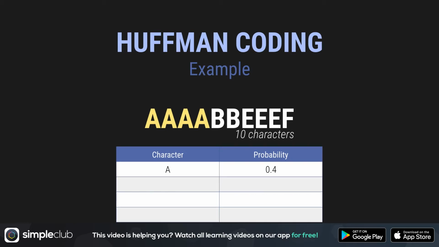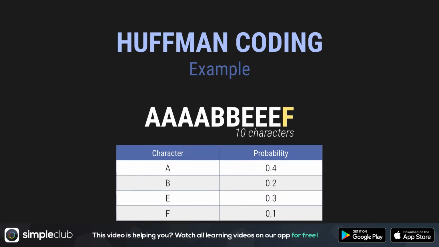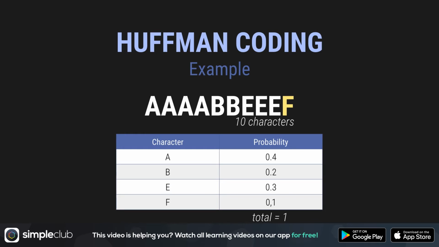Next, let's do B. B appears twice, so it gets a probability of 0.2. E shows up 3 times, giving it a probability of 0.3. And since all we have is one F, we write in a probability of 0.1 for it. And now if we add up all these probabilities, we should get 1. Alright, that's it for the first step.